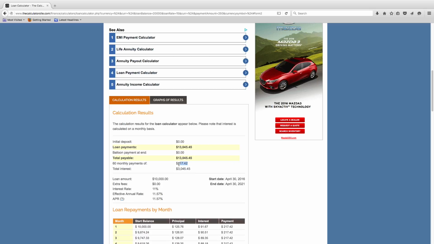Our monthly payment has jumped up to $217. Keep in mind we started out at $174, and maybe that doesn't seem like a big jump to you, but to me it definitely is. Now look at where we're at for the total interest paid. We're at $3,045.45. Now we're paying about $2,500 more than if we had good credit. So really, guys, have a good credit score.